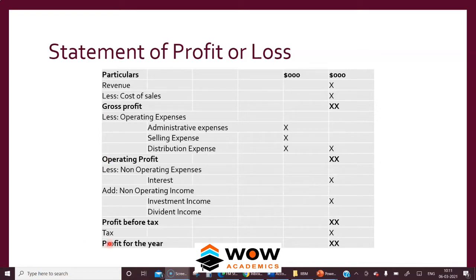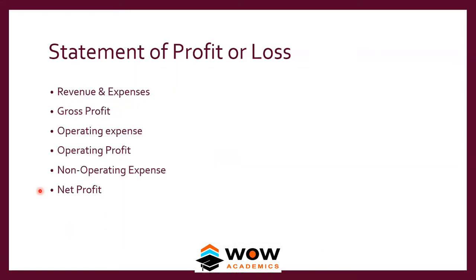Okay, so why do we have these three kinds of profit? What is the significance of them is what we are going to see in this video. We'll also be looking at the various terms here. So what is revenue, what is operating expense, what is non-operating expense, what is non-operating income. So these are the elements that we'll be looking at.